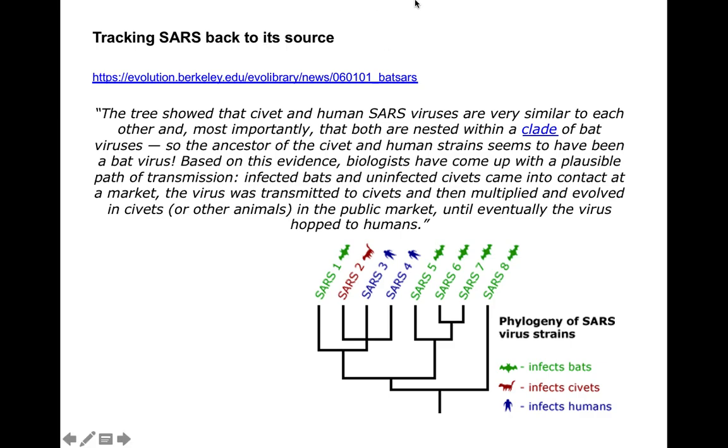And this was just an article, you guys, from Berkeley, talking about how they track through RNA sequencing the phylogeny, the evolutionary relationships of the coronaviruses that led to SARS, right? So it came as bats, infected civets, and then eventually ended up infecting humans.